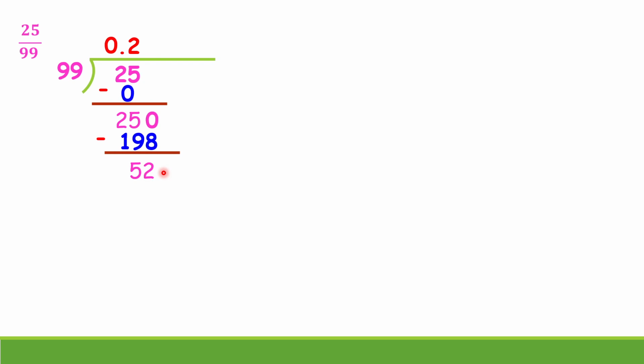Therefore, we write 0 here. The number will become 520. Then count the table of 99 up to the number which is near to 520. That means 99 5s are 495. Subtract this 495 from 520. How much is remaining? 25 is remaining. Therefore, here again 2525, this group of digits is recurring. Therefore, 25 over 99 is equal to 0.25 recurring.